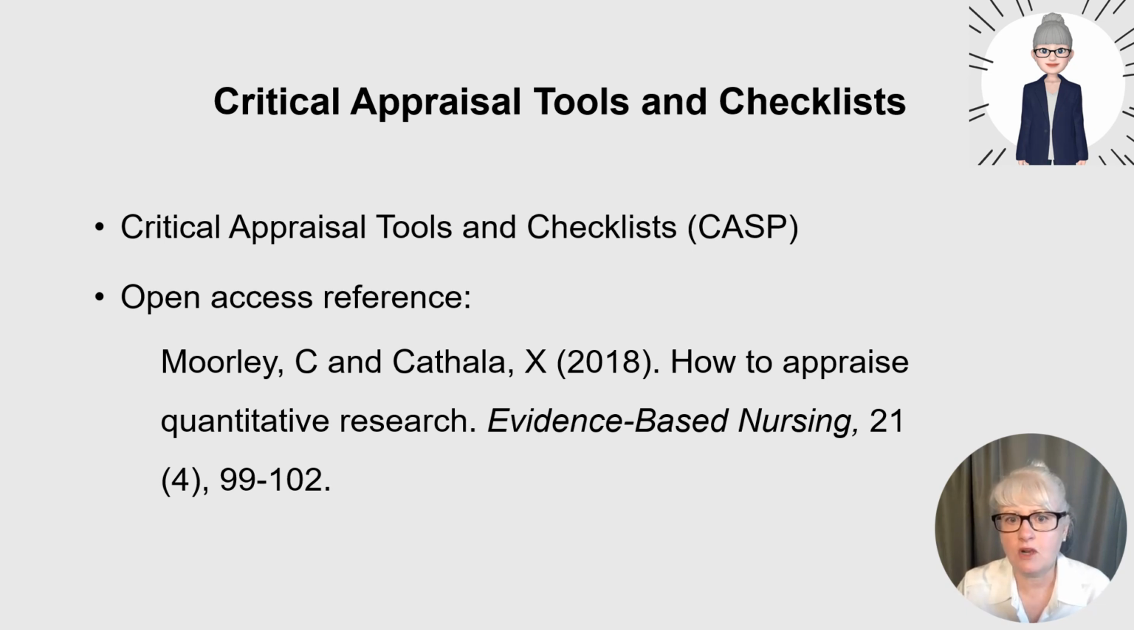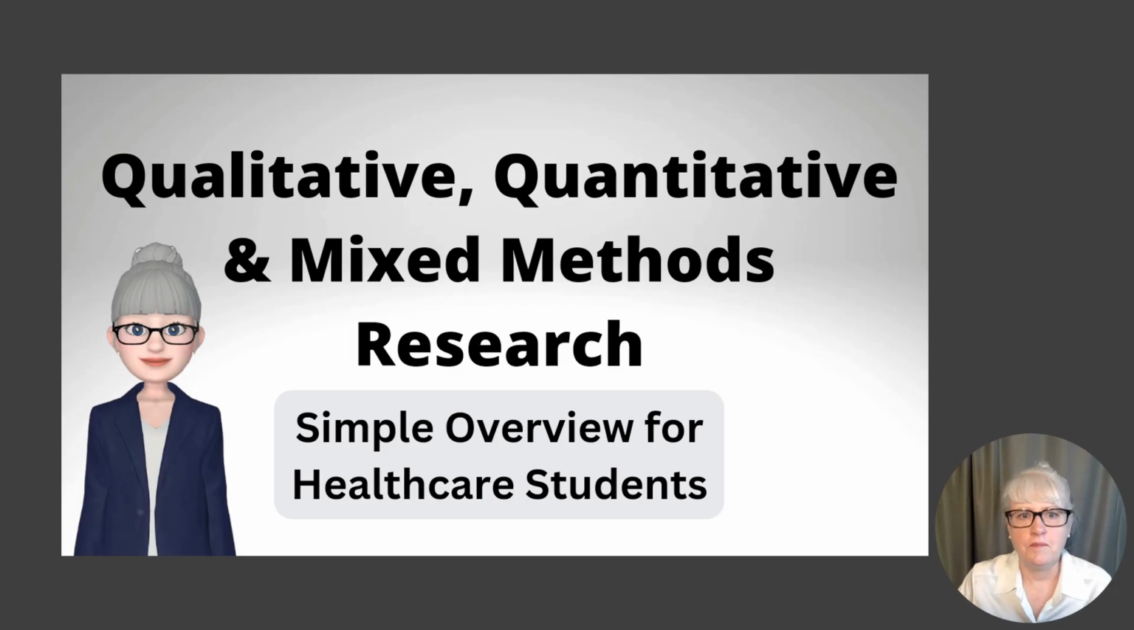There's also a helpful and practical open access paper from Morley and Cathler, How to Appraise Quantitative Research in Evidence-Based Nursing. And it's open access, which means it's free to download, and it's a clearly written paper. And it's helpful when you're looking for references to underpin the key points in your critical appraisal. Before you start your critical appraisal, you might also find my video on qualitative, quantitative and mixed method research helpful, as I explain the differences between those research approaches and the different data collection and data analysis methods that align with each research approach. And that's helpful to know so you can evaluate any misalignment, inconsistencies or confusion in the paper that you're critically appraising.